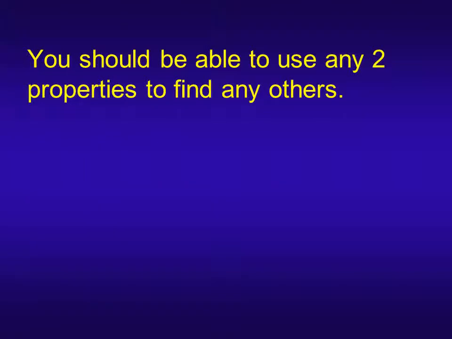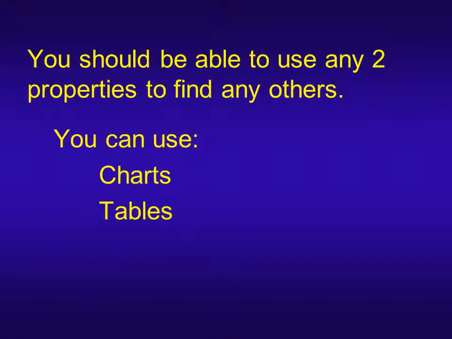Finally, you should be able to use any two properties to find the others. You can use charts, like the Mollier chart or a T-S diagram. You can use tables, like the steam tables or the air tables. And you can use equations, and the ones we've used so far are the ideal gas equations.